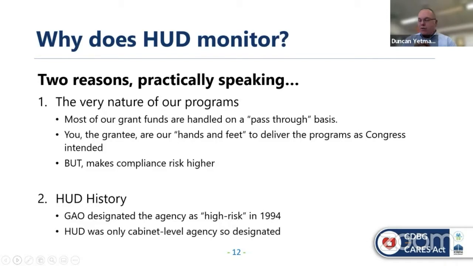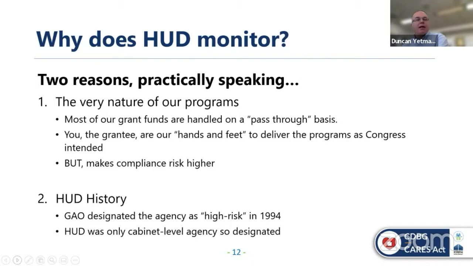CDBG is a pass-through grant program. That means that Congress appropriates the funding to HUD, but HUD does not directly administer the grant programs. Instead, we grant the money to other entities that actually are responsible for program implementation. That in itself is considered an inherently higher risk because we are relying on other entities to comply with program requirements.